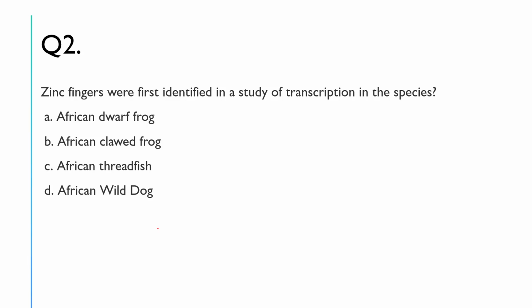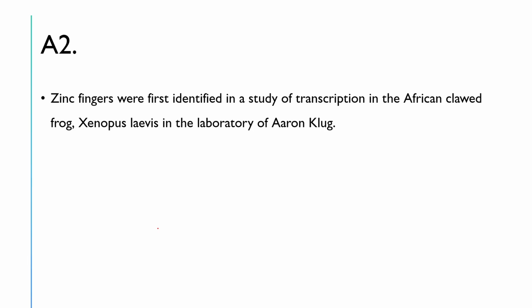Okay, I see every one of you answered B, African clawed frog. That means it's correct. Zinc fingers were first identified in a study of transcription in the African clawed frog, Xenopus laevis, in the laboratory of Aaron Klug. He is the scientist who discovered it, Aaron Klug. Okay, remember the scientist, he has a great contribution in this field.